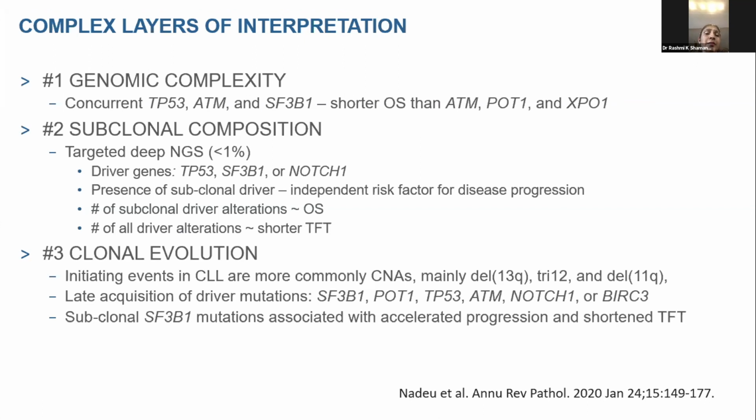And the second thing is the subclonal composition, for which pretty much targeted deep sequencing NGS is needed to pick up low frequency mutations. Now, the presence of subclonal driver mutations has an independent predictive value for the disease progression. So it's not just the number of clonal mutations, but the total number of subclonal mutations also is predictive. And the third is, of course, clonal evolution, sequencing at baseline, and then sequencing at later time points where additional mutations are acquired. Next.